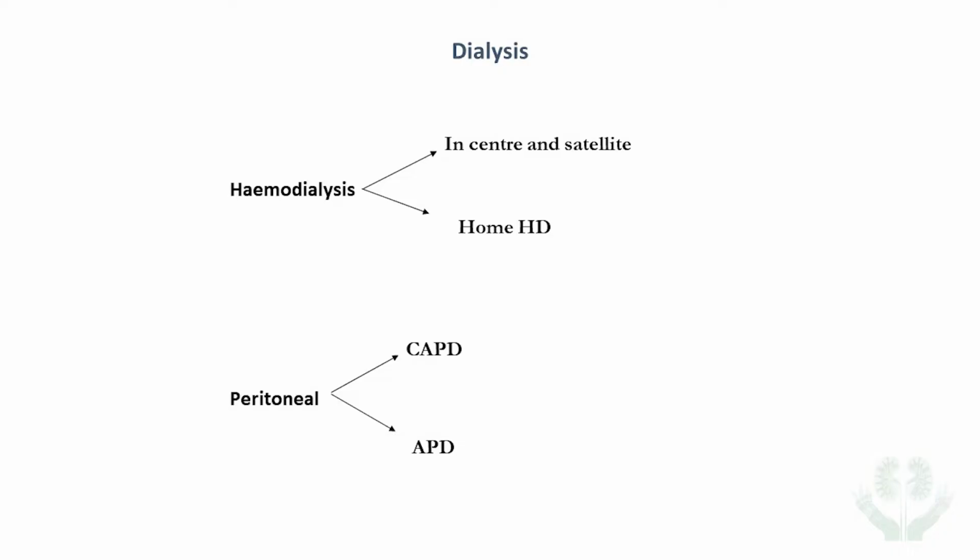Kidneys remove waste products from blood and also maintain fluid and electrolyte balance. Dialysis is required if kidneys are no longer able to do their job effectively. And there are two main types of dialysis.